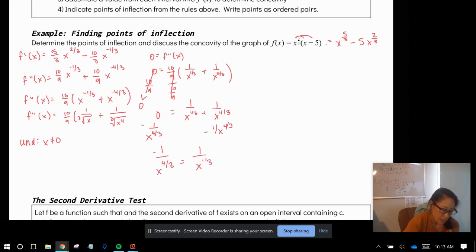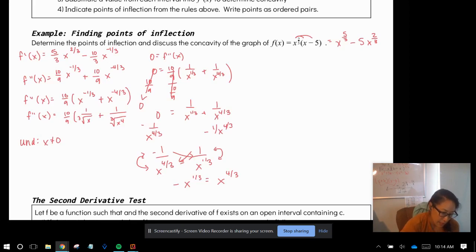And then I'm going to cross multiply, giving me negative x to the 1/3 is equal to x to the 4/3. Or another way to take care of this is that if you have two fractions, you can reciprocate the two fractions as long as you reciprocate both. So we could write negative x to the 1/3 over, or x to the 1/3 over negative 1 equals x to the 4/3 over 1. Same. All right.